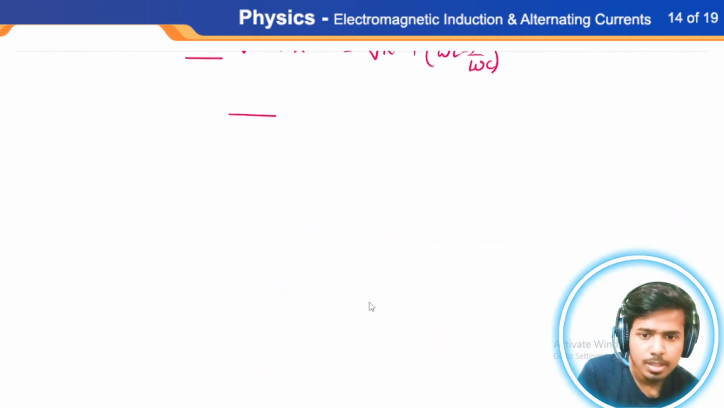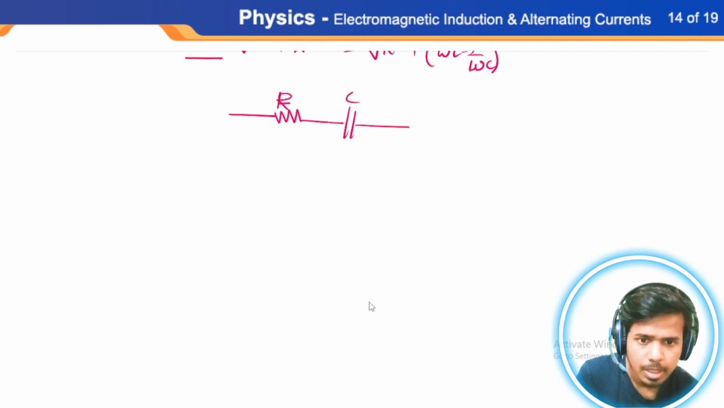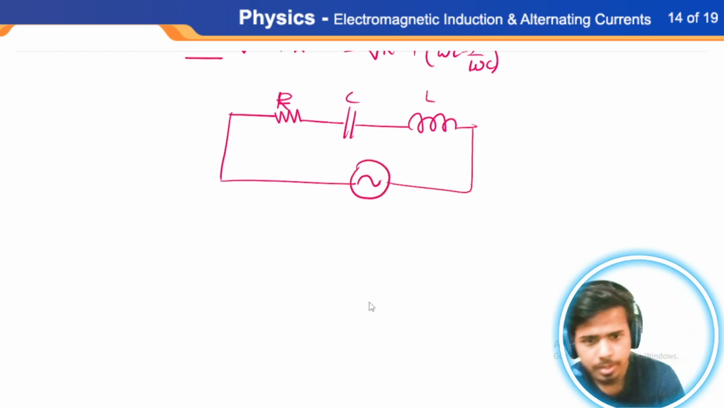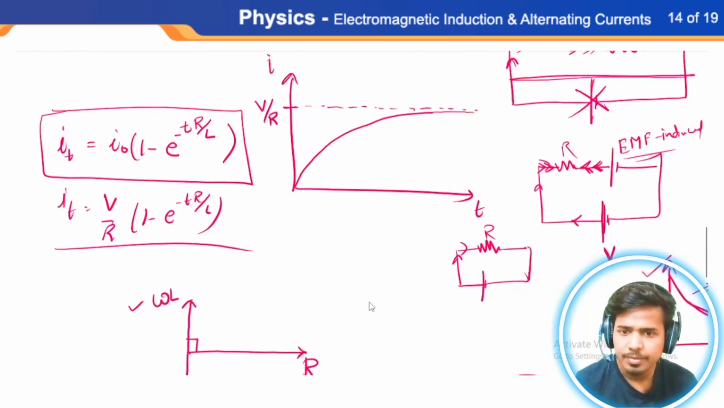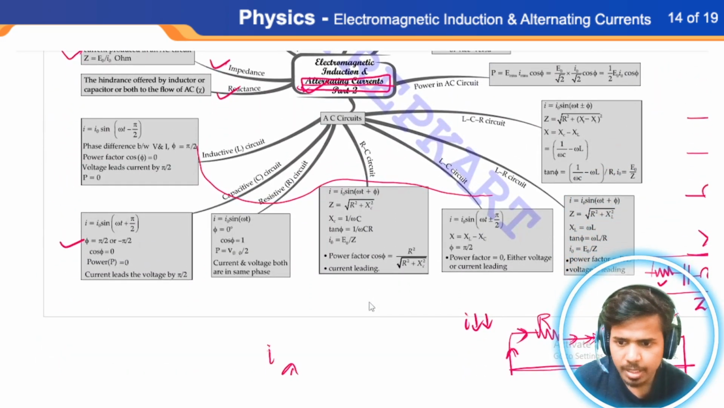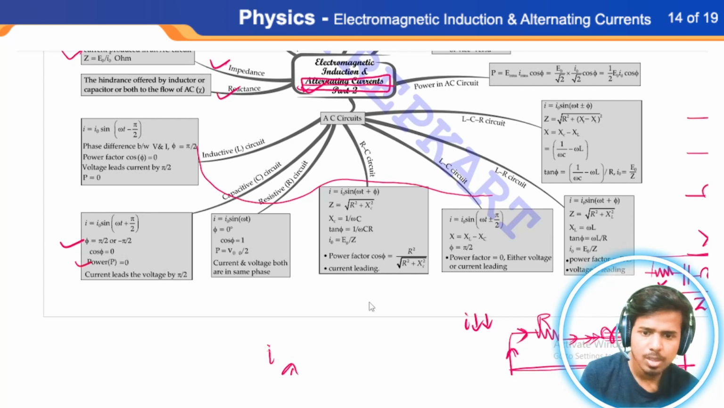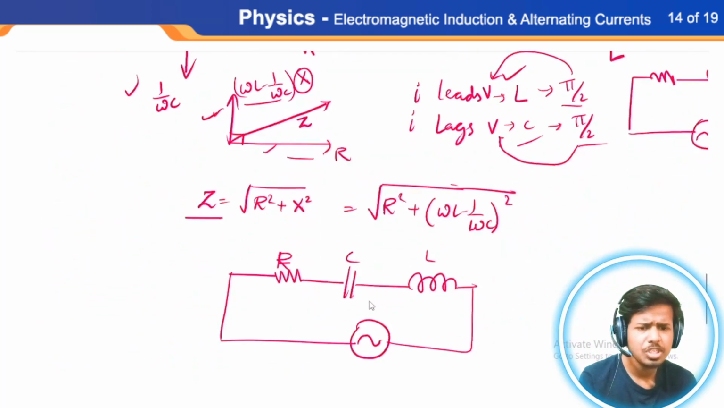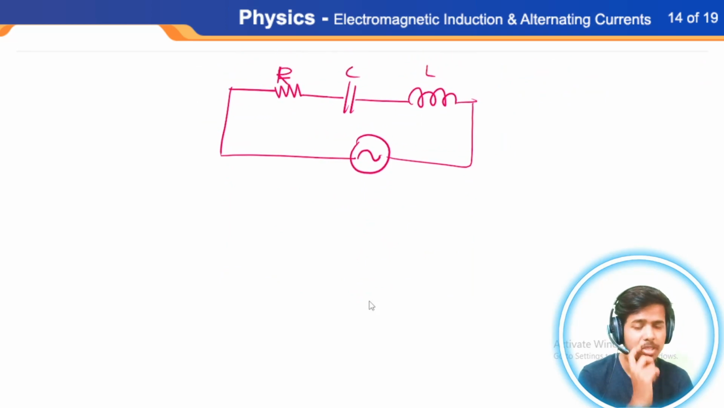I'll give you a general LCR circuit, with R, C, and inductor L, and this has been connected to a battery. Then what are the things that we need? We'll need phase angle, power, nothing else. All these boxes have given the same thing. I will give you in a very short format that you can apply in all of the combinations.